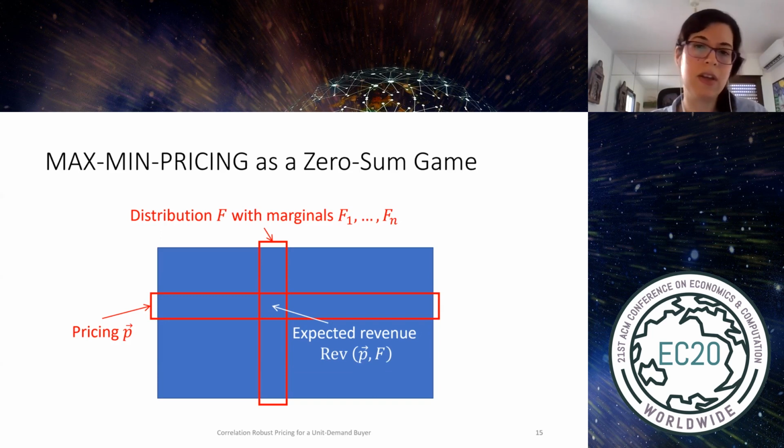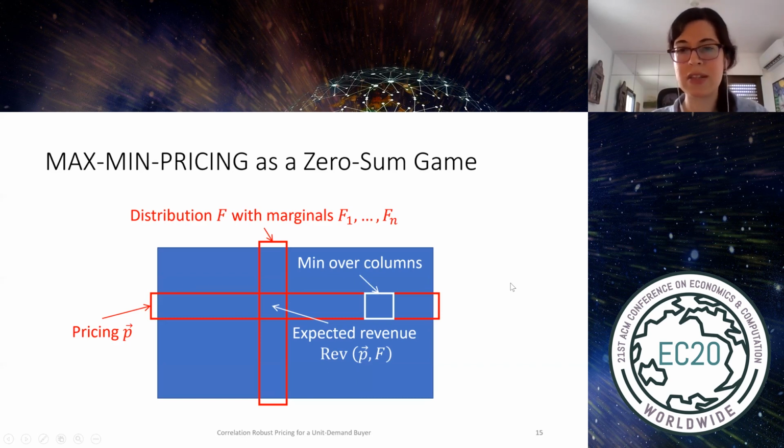The column player is an adversary who's choosing a distribution that's compatible with the given marginals. Again, what I have in the game matrix is the expected revenue. So the seller's pricing is basically judged based on the minimum over columns. It's worst case, it's robust revenue. And we're trying to maximize this over all rows, over all pricings.